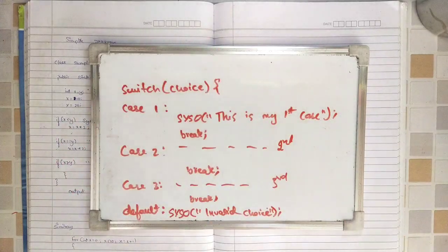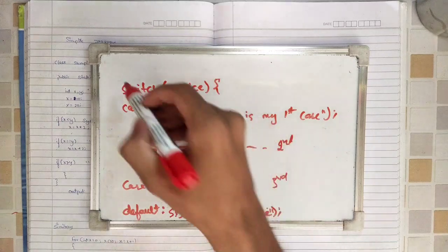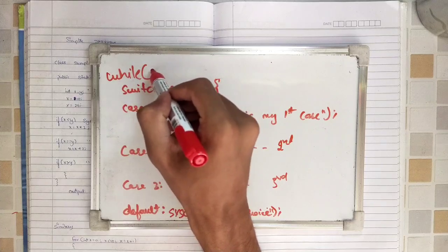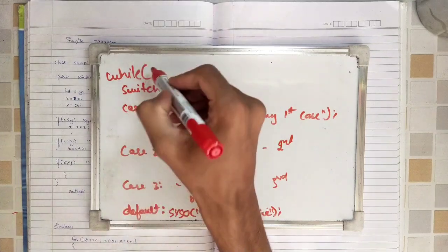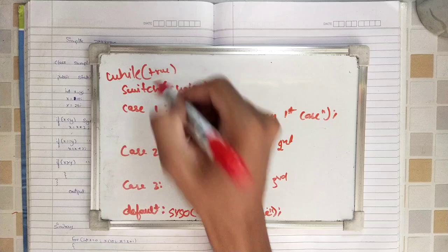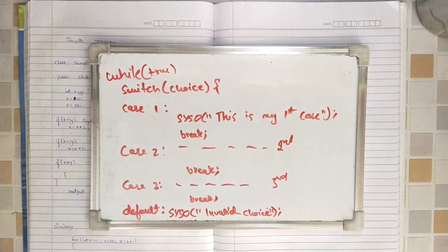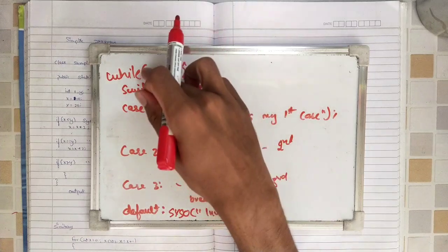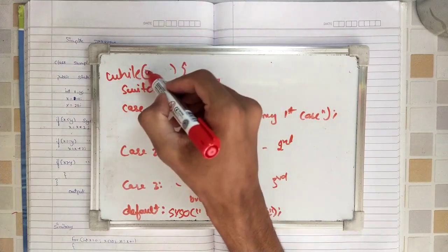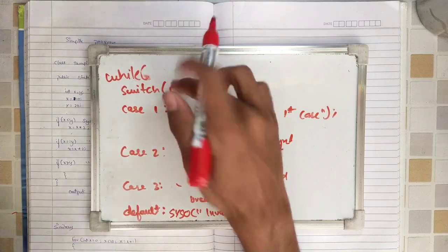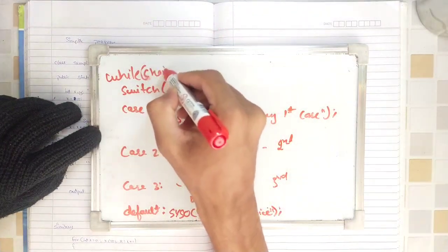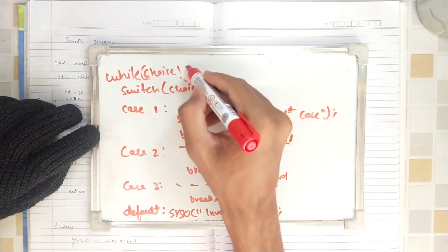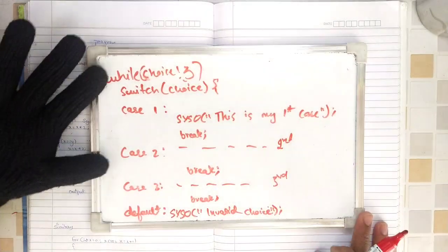Again, if you want to write this switch statement again, you have to use a while statement here. While true, something like that you can say, or you can also pass some other condition. So until and unless the choice is, okay, let me write the actual code itself: while choice not equals 3, something like that. You can use this kind of thing also.